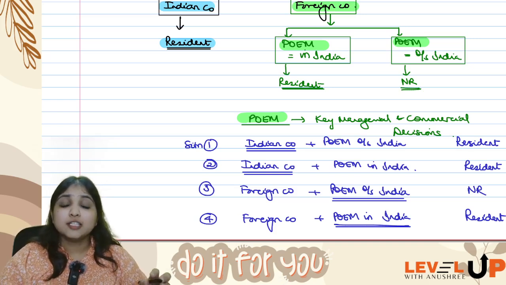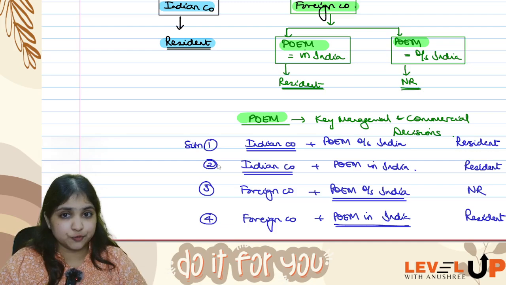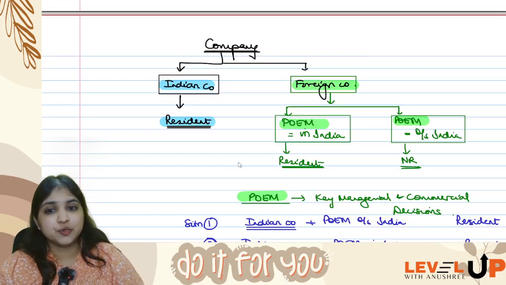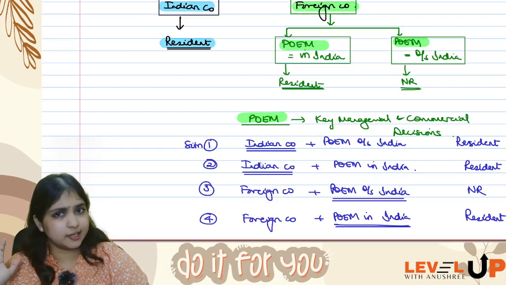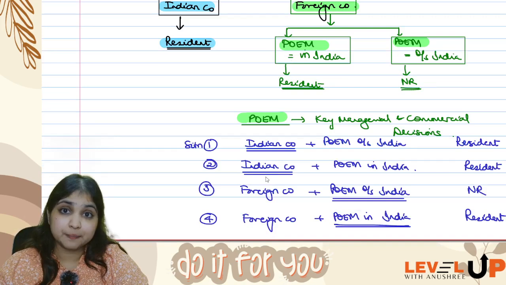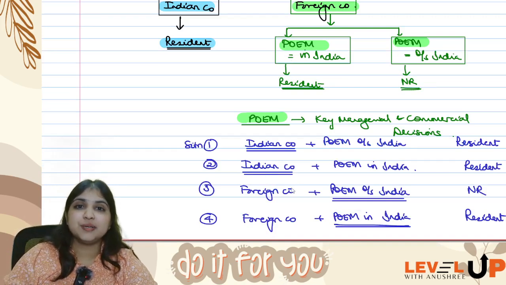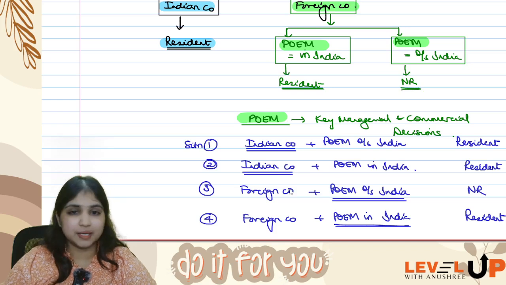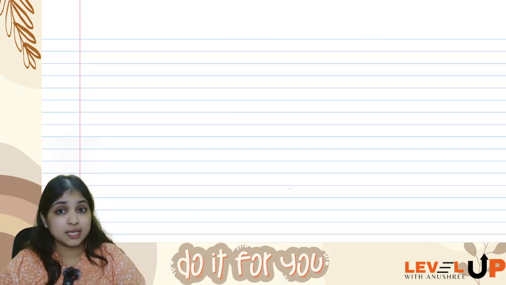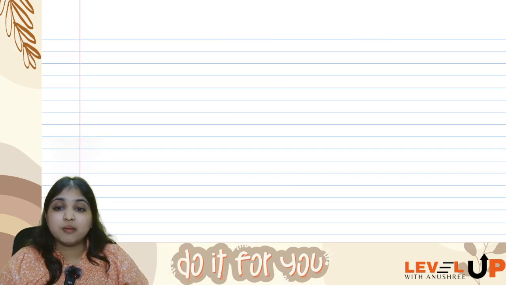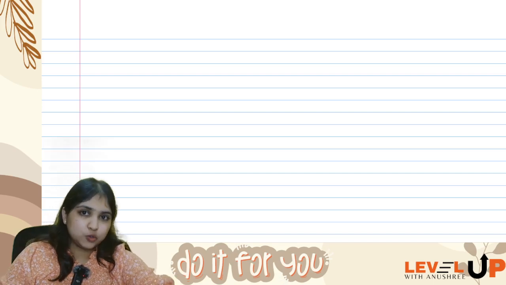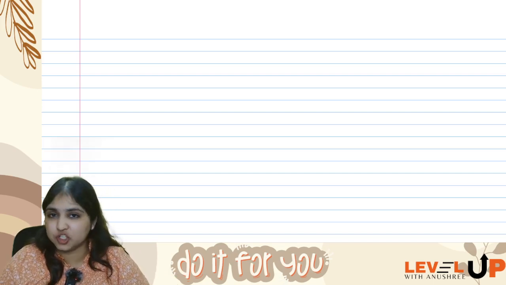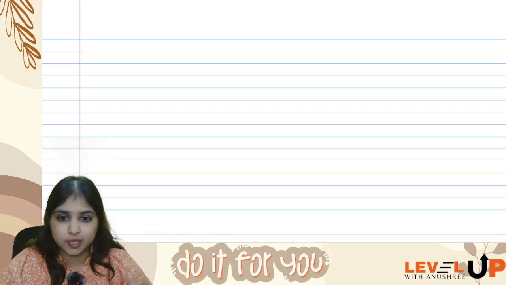You understood now. So there are 2 points of view. First point of view is this one. If it's an Indian company, it's by default a resident. If it's a foreign company, if place of effective management is in India, then only it will be a resident. Now see, the same thing you can learn from another point of view. Whether you go left to right or whether you go right to left, you have to reach the same destination. So there is another way in which you can discuss this whole concept.